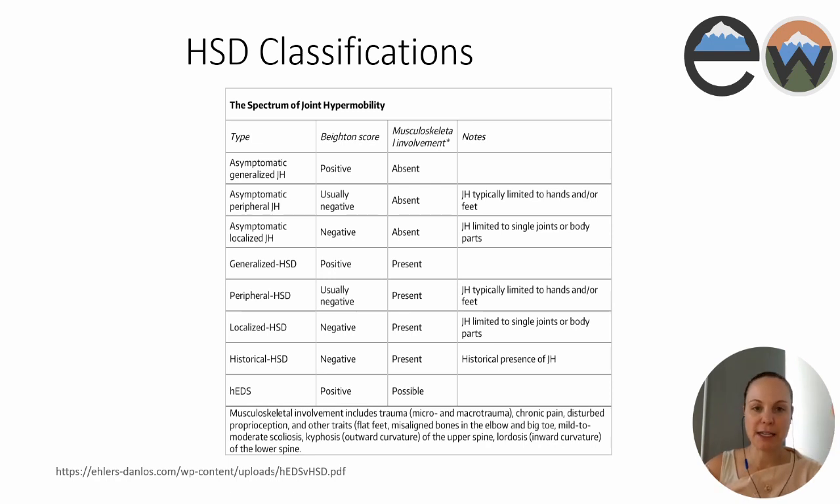So we have generalized hypermobility spectrum disorder. That's what we see is very, very parallel to our HEDS population, right? There's more global hypermobility that's present. They may pass the Beighton score, but we don't have them passing feature A, B, or C. So generalized hypermobility spectrum disorder is very, very similar to the clinical presentation of hypermobile EDS. Maybe we missed a few of the check marks that were on that list, though.